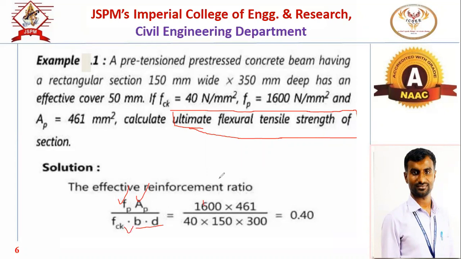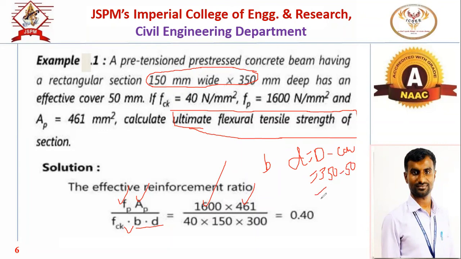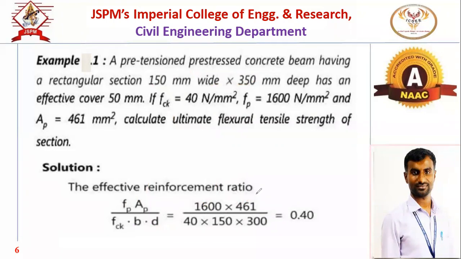So fp they have given 1600. Then area they have given 461. So the cross section they have given 150 into 350. But this is the overall depth they have given. Okay, 350 is the overall depth, and they have given the effective cover of 50. So the effective depth d will be overall depth minus effective cover. So overall depth is what? 350. So 350 minus cover, that is 350 minus 50, 300. Okay, so fck grade they have given as M40. So after putting this value, the effective reinforcement ratio we are getting is 0.40.